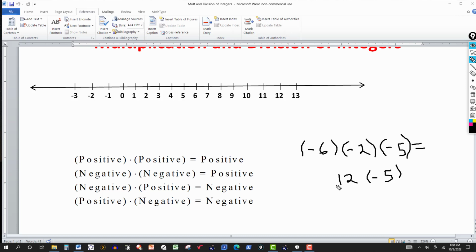This is a positive 12 now and a negative. I know when I multiply two numbers with opposite signs, a negative times a positive is negative, a positive times a negative is negative. So in this case, it's always going to be negative. So I just multiply these out. 12 times 5 is 60.